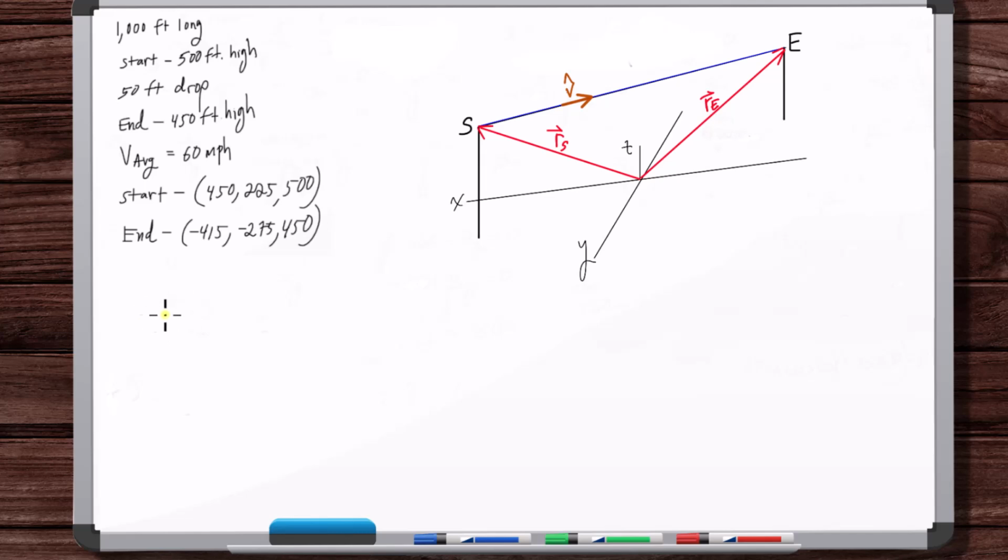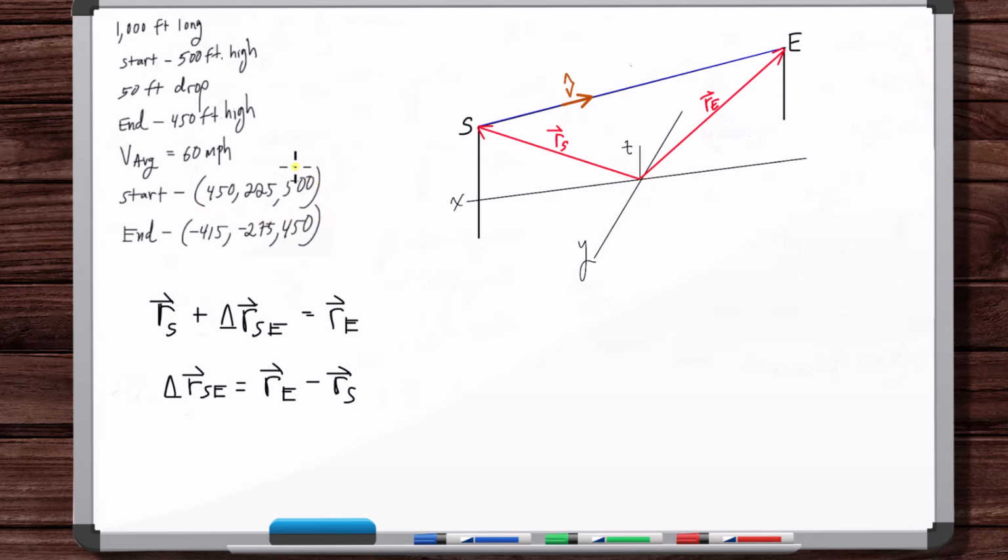Okay, so we can see that based on tip-to-tail vector addition, the position vector of S plus the displacement vector from S to E is equal to the position vector of point E. So the displacement vector from S to E is equal to the position vector of E minus the position vector of S. So let's subtract these two position vectors.